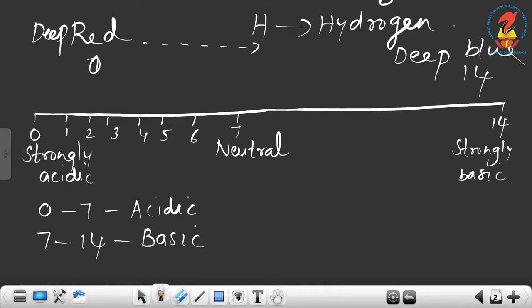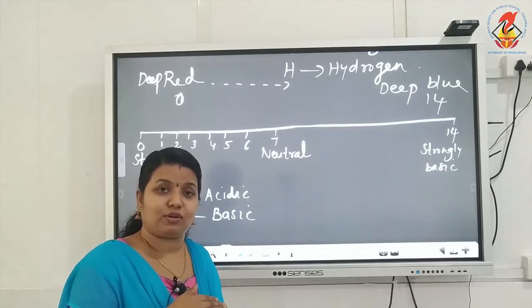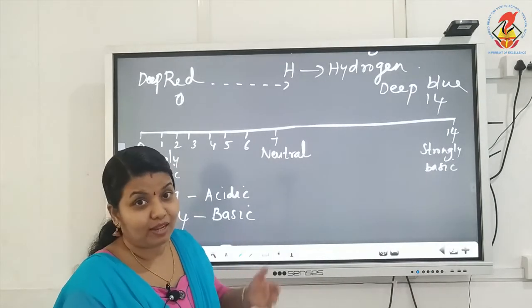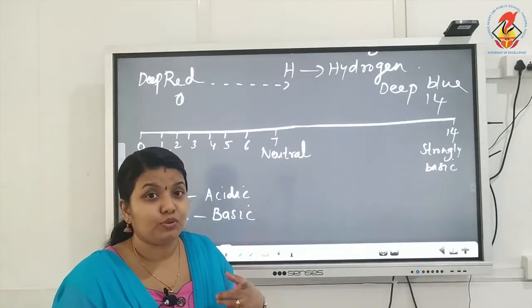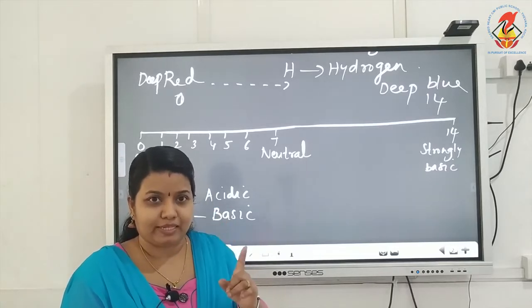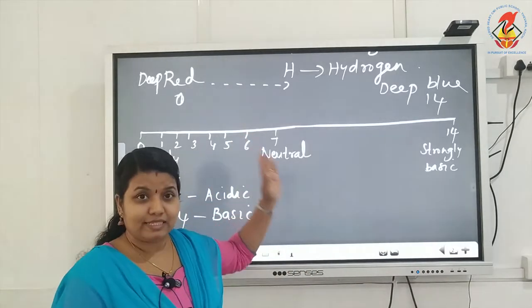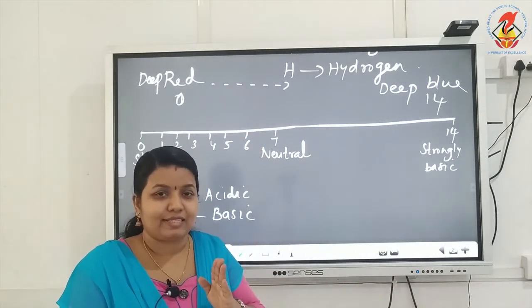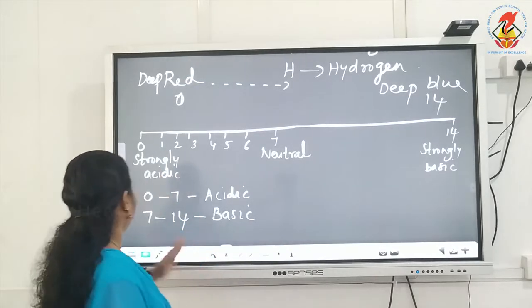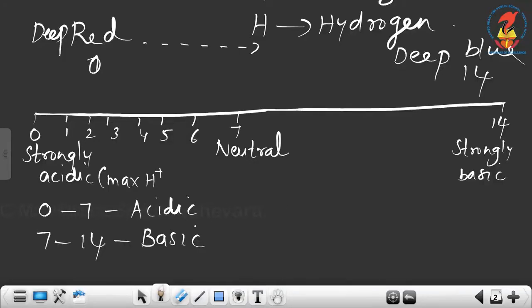Suppose the color that you are getting for your solution matches to number 6. So, what is the strength of your acid, whether it is a strong acid or a weak acid? Lower values of pH correspond to strongly acidic solution. Please keep in mind, higher values of pH correspond to weakly acidic solution. So, if the pH value is 6, the value is higher, but your acid is a weak acid. And strongly acidic solutions have maximum H plus ion, hydrogen ion concentration.